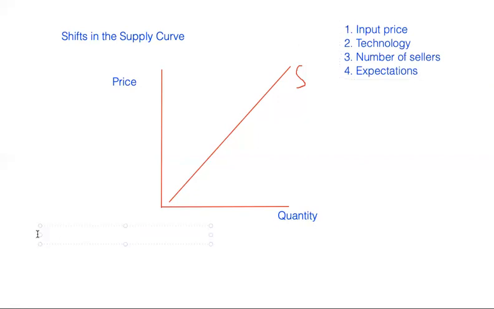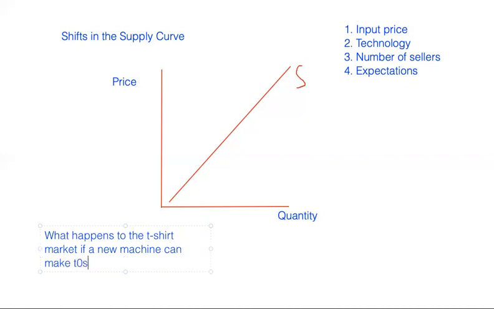Okay, so let's say that in this case, what happens to the t-shirt market if a new machine can make t-shirts 4 times faster? So once again, what happens to the t-shirt market if a new machine can make t-shirts 4 times faster? Okay, so let's take a look at that.